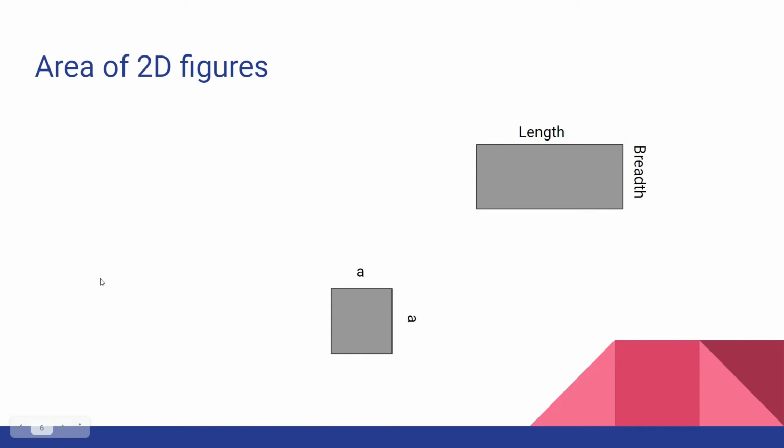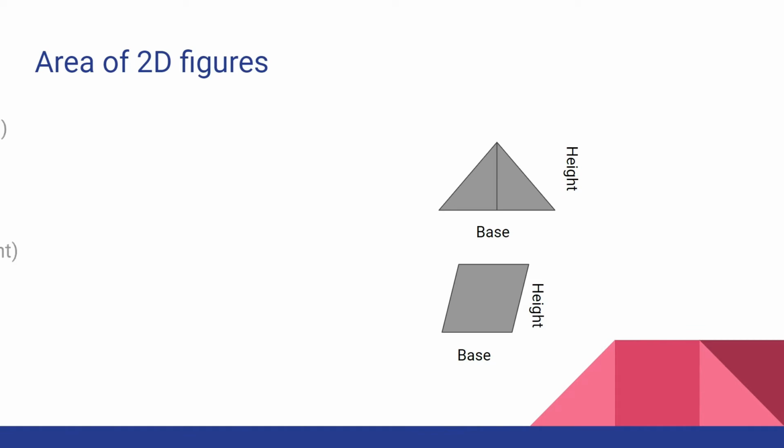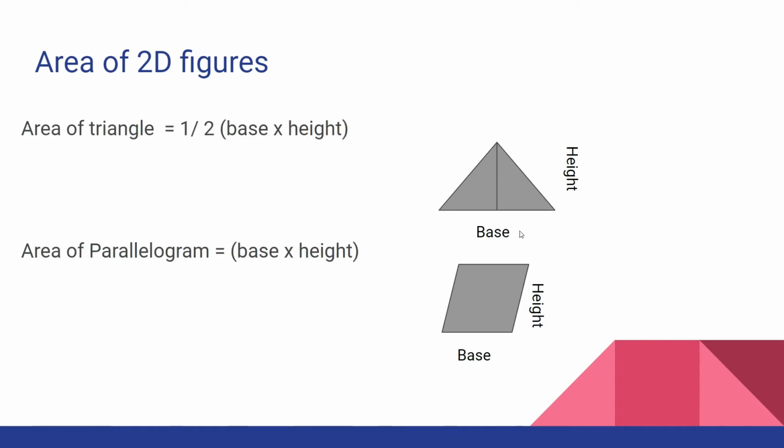Moving on to area of 2D figures, we all know the area of a rectangle and the area of a square. Area of rectangle is equal to length into breadth. Area of square is equal to side square. Area of a triangle is equal to half base into height, and area of a parallelogram is twice the area of a triangle. As we can see in the figure, if we draw a diagonal in a parallelogram, there are two triangles with equal base and same height. So area of parallelogram will be base into height.